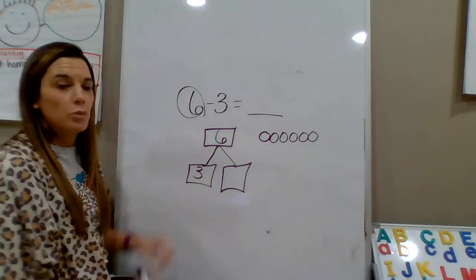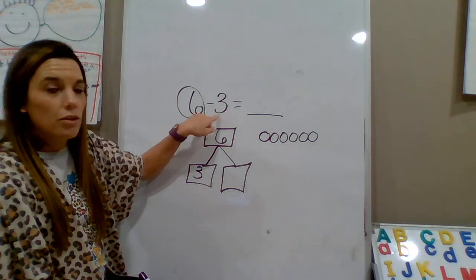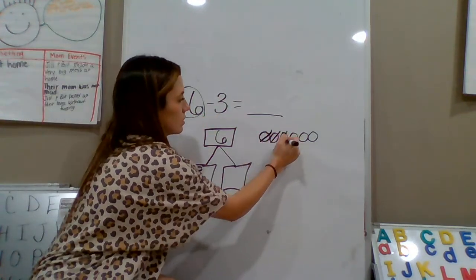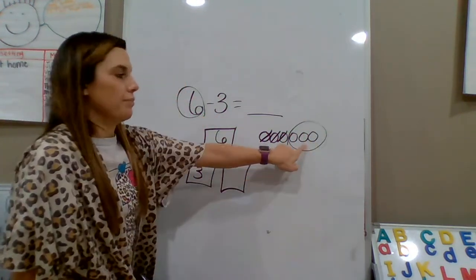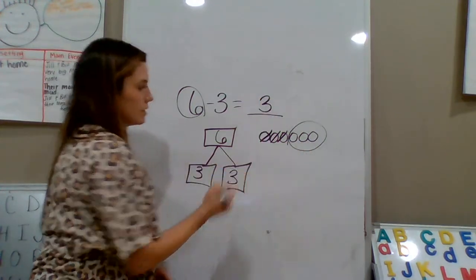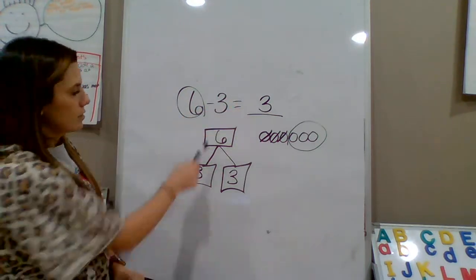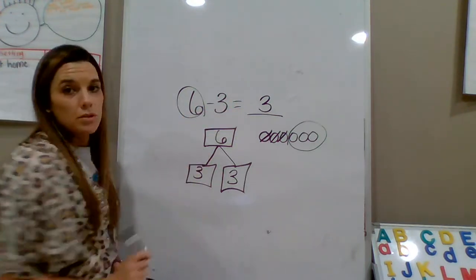Keep it simple. 6 minus 3. How many am I going to cross out? 3 circles. How many are left over? 3. That's your answer. Do you see how simple that is? Easy peasy. 6 minus 3 equals 3.